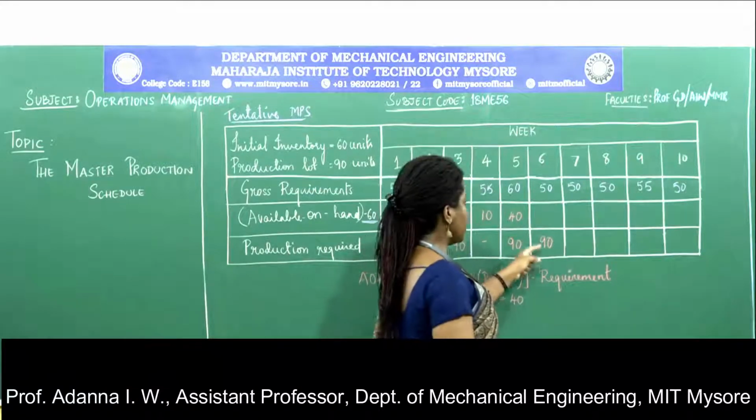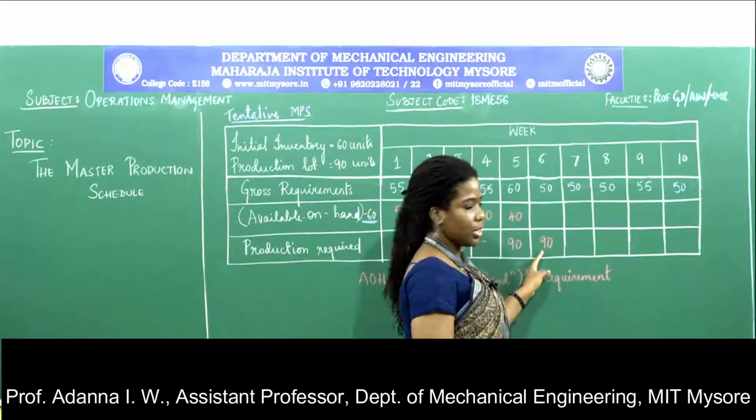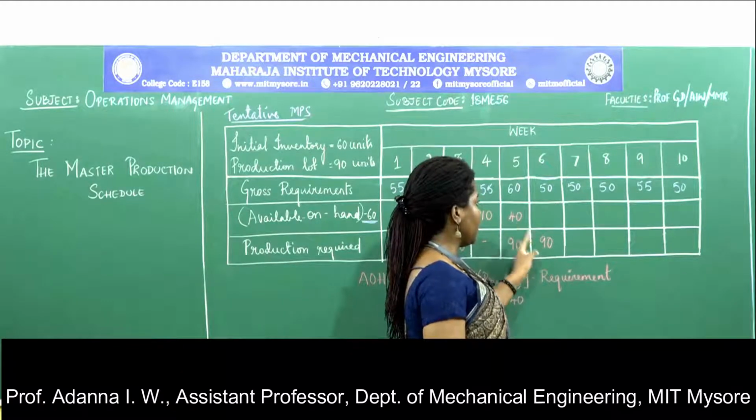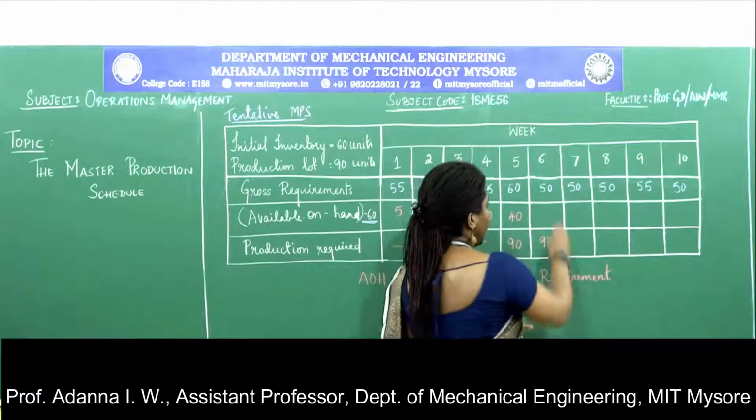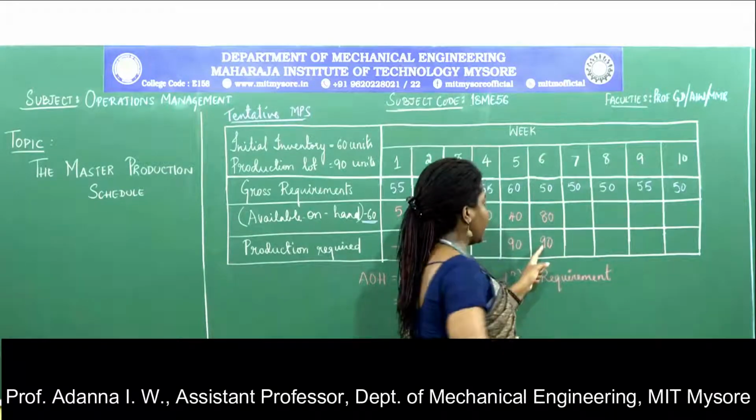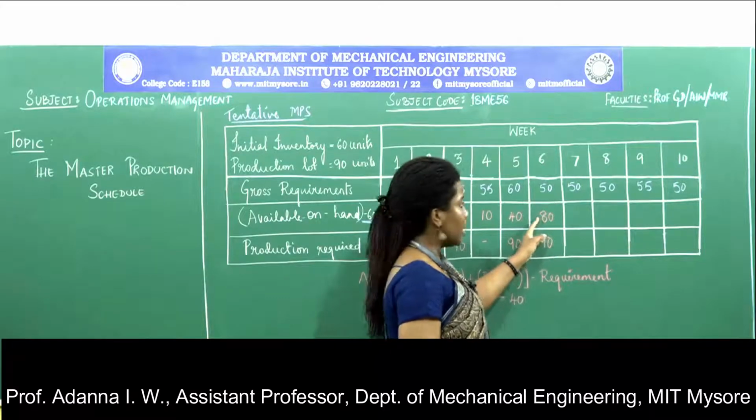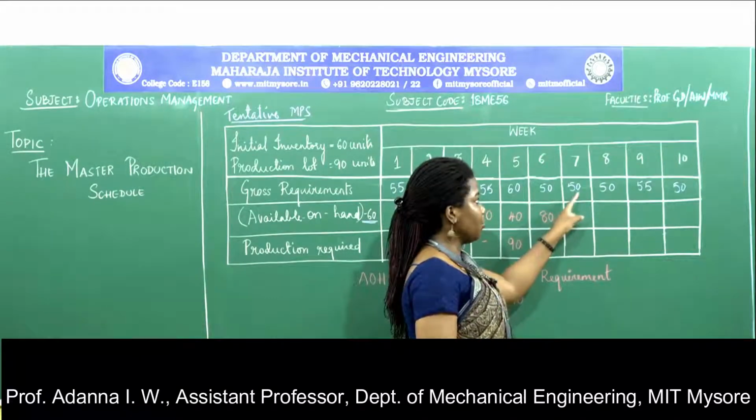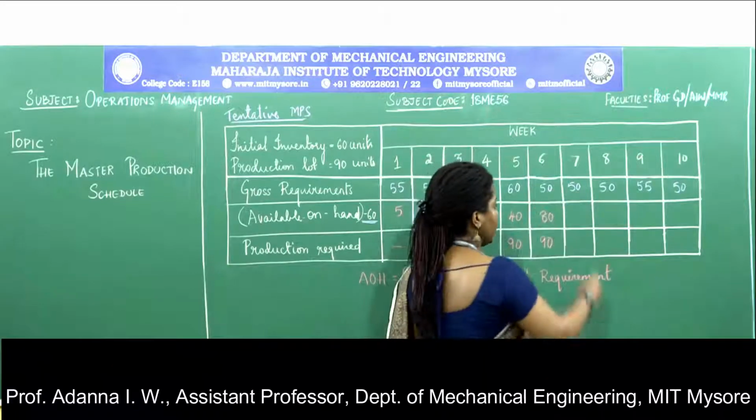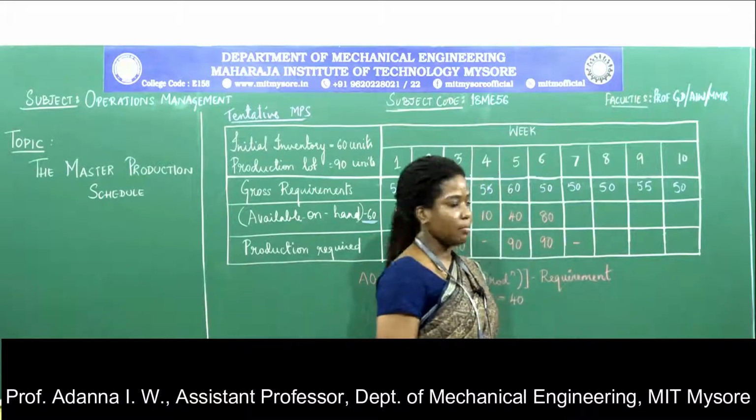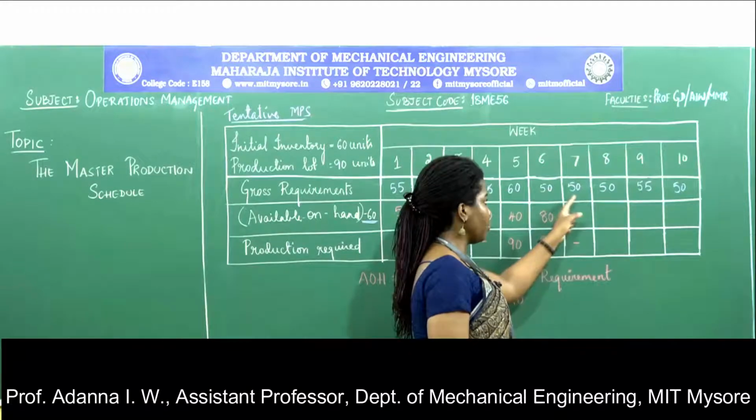Available on hand is 40. We will produce 90 units. So what will be remaining? Again we will be left with 80 units. That is 90 plus 40 minus 50. Available on hand is 80 units. 80 units are present over here. 50 is the requirement. We can definitely use it to satisfy this demand. We don't need to carry out production over here.